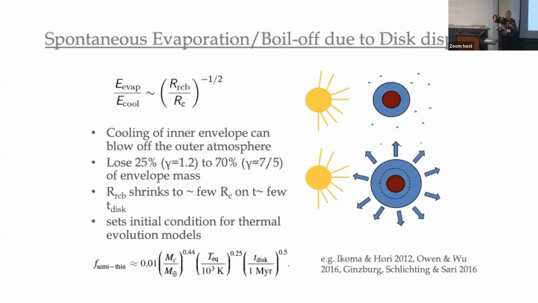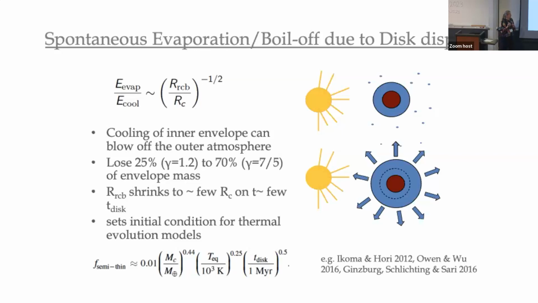If you remove the gas on the outside, what was before pressure confined will just expand and be lost from your planet. And this is what we call spontaneous mass loss. Another group called it boil-off, but this is the same thing. So it's this spontaneous boil-off mass loss that you undergo as the gas disk goes away. And it's quite significant. You lose typically between 25 to 70% of all the gas you just accreted.